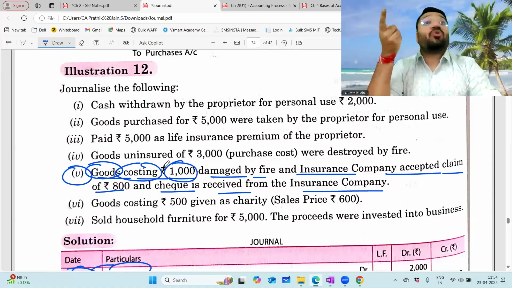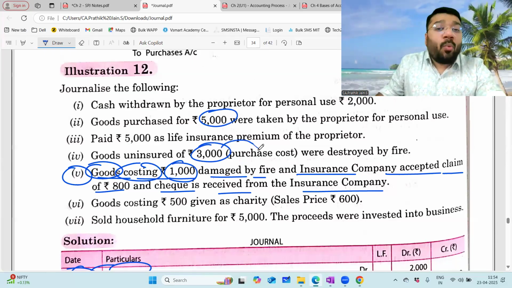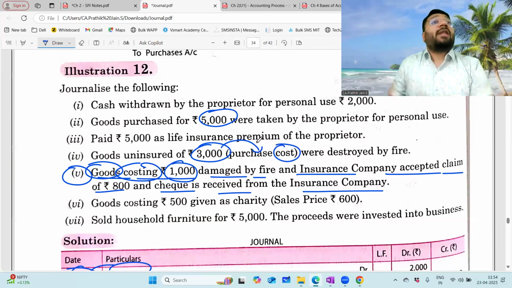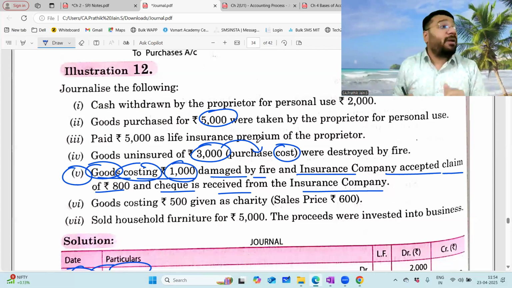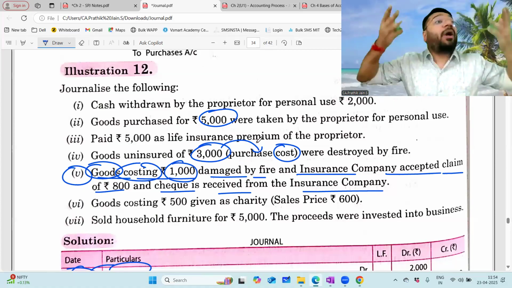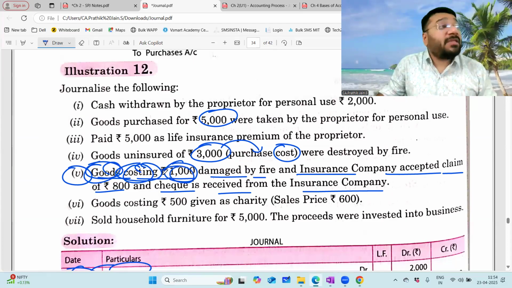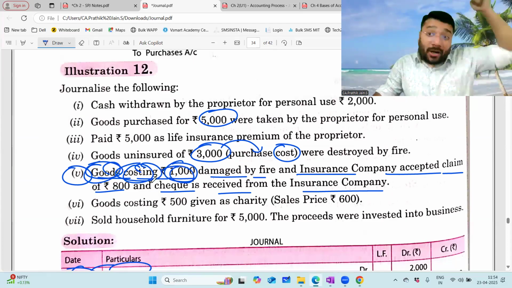Guys, when you purchase the goods, in our previous example 5,000 or 3,000, what are these? Can I say purchase cost? So you record the amount in the purchase account debit. What do you record? Cost only. So when I reverse the purchase account, what should you record? Again, cost. So goods costing 1,000 means purchase value 1,000, which was recorded in the purchase account.